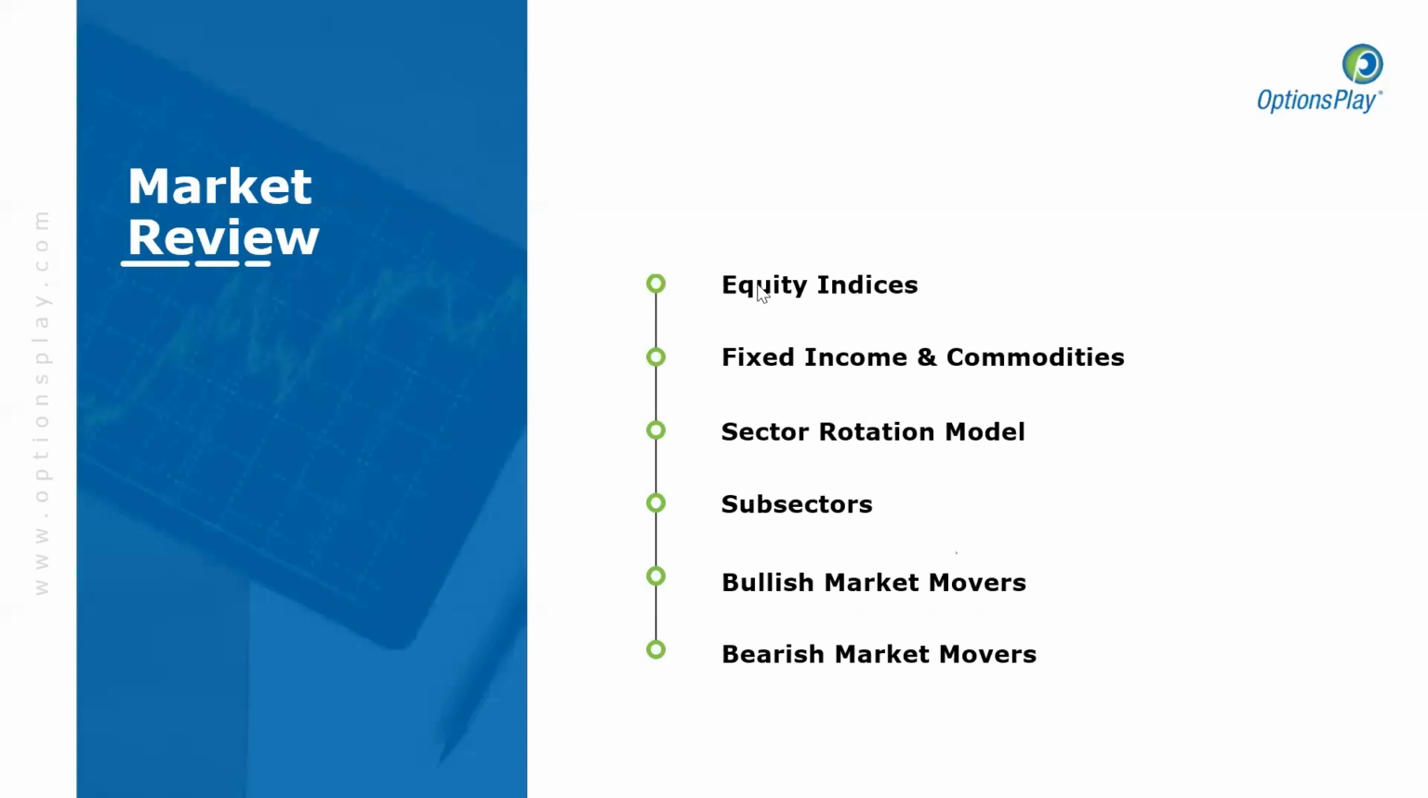But our agenda for today, kicking off with the major equity indices, we're going to see where price could potentially pull back to from all-time highs, especially with CPI data now acting as a bearish catalyst. From there, moving on to fixed income and commodities, we'll take a look at the sector rotational model as well, highlighting which sectors are outperforming and underperforming the broader markets. We'll take a look at a few subsectors of interest from the last few weeks, and we'll end today's webinar with some bullish and bearish market observations.